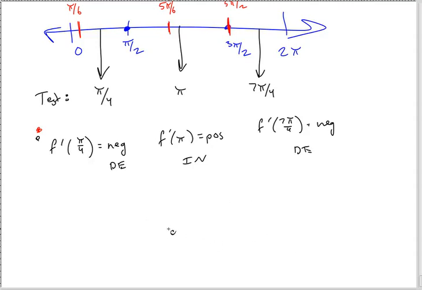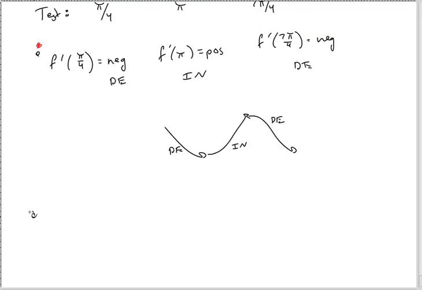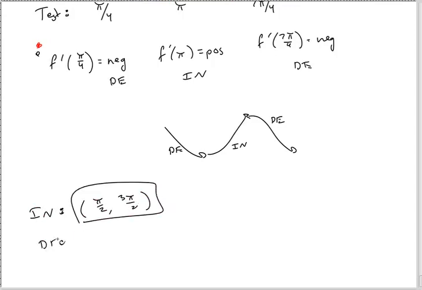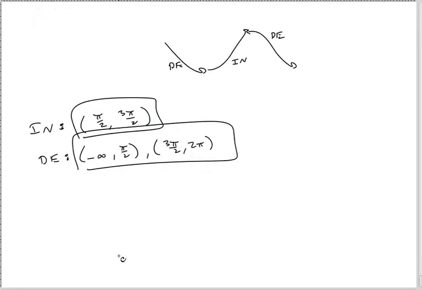Okay? So you can kind of do this here like that. That's kind of what I'm thinking, so far at least. And so if they're asking for intervals of increasing, decreasing, guess what they are: it's going to be pi over 2 and 3 pi over 2. And then for decreasing, it'll be negative infinity to pi over 2, comma, 3 pi over 2 to 2 pi. Awesome. Okay.